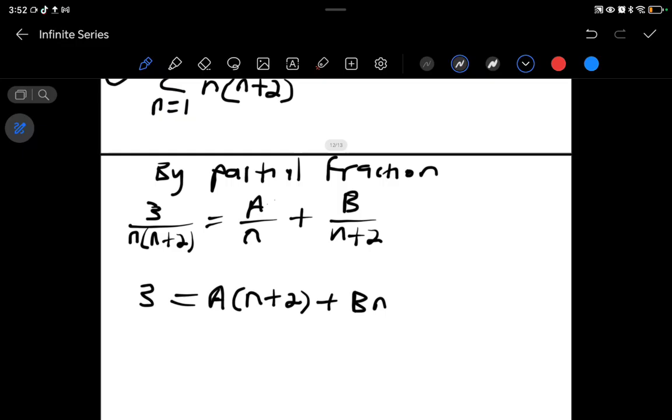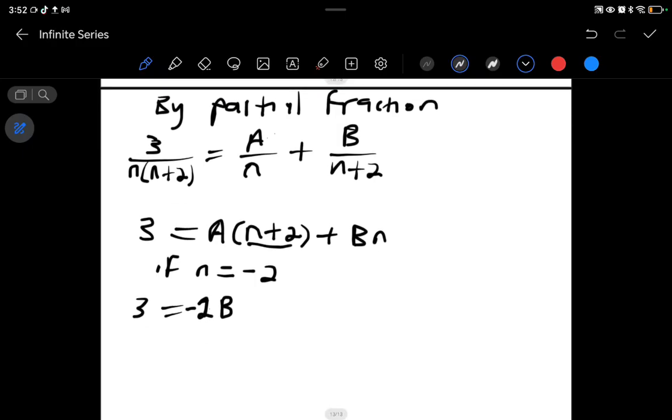Then here we have the case where n is equal to minus 2. If I set this equation to 0, I'll get n is equal to minus 2. You see, right? Then I'll have 3. This will be 0. And then I'll have 2 to minus 2b. Then this would imply that b is equal to minus 3 over 2.